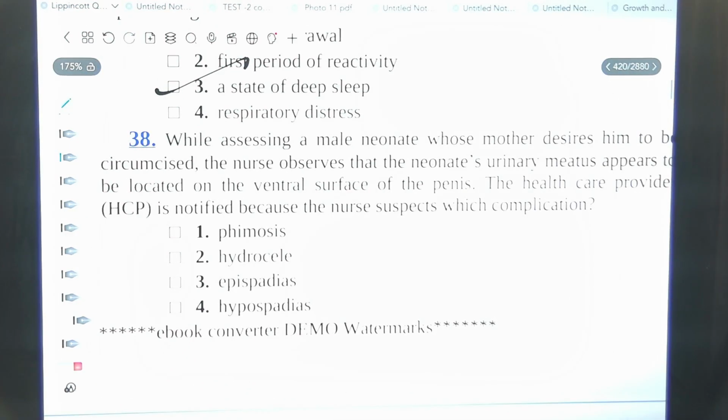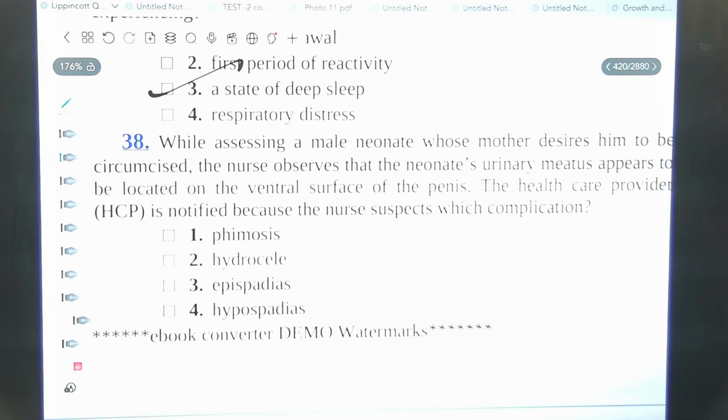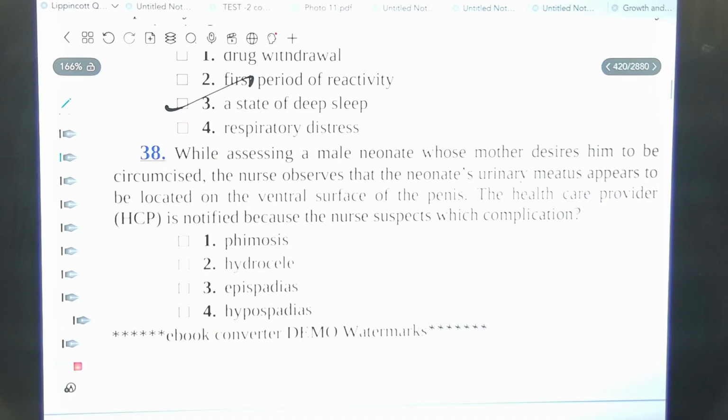Now, next question. While assessing a male neonate whose mother desires him to be circumcised, the nurse observed that the neonate's urinary meatus appears to be located on the ventral surface of the penis. The HCP is notified because the nurse suspects which complication? When the urinary meatus appears on the ventral surface of the penis, what can that indicate?